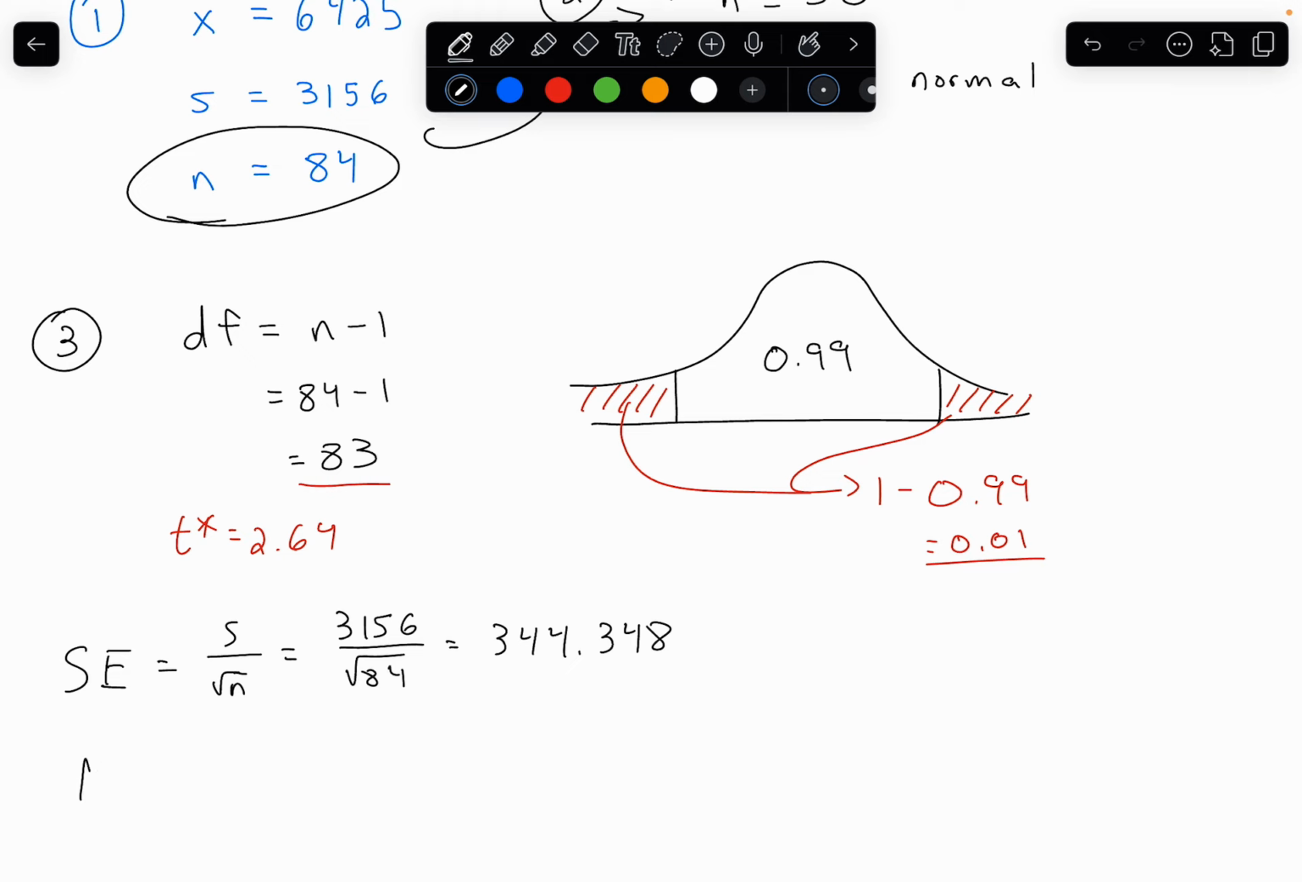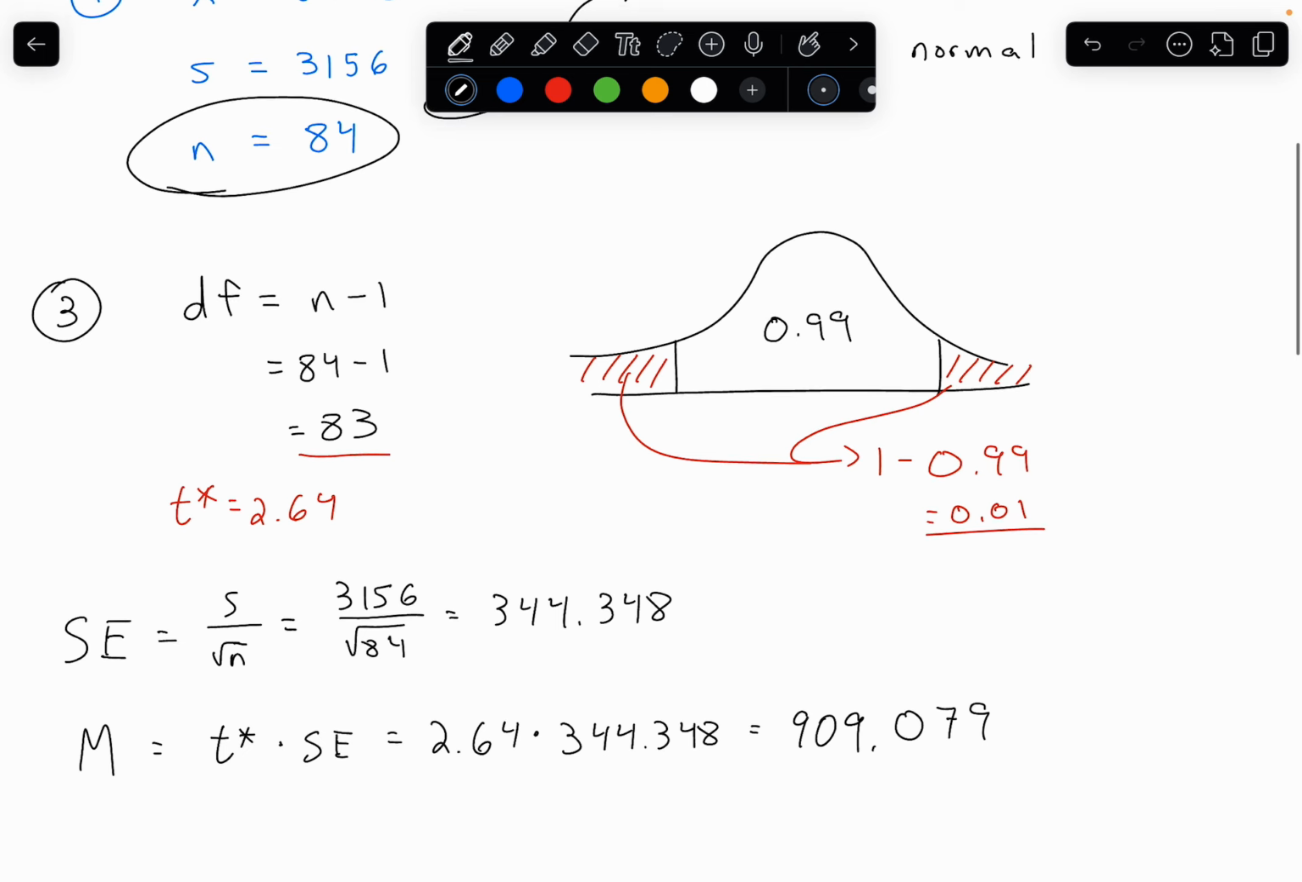Next up, I need my margin of error, which is T star, that number that we just found right here in red, times my standard error. Well, that's the number that I just calculated, 344. So T star, we said, is 2.64 times 344.348. Let me grab my calculator real quick. Times 344.348. And here I get 909.079 as my margin of error.